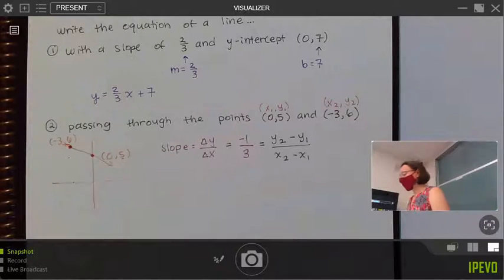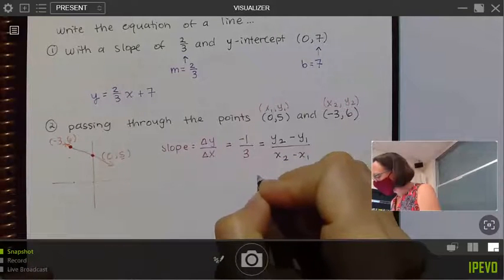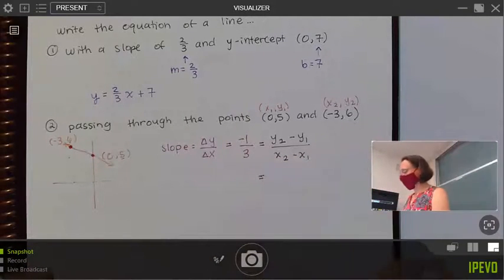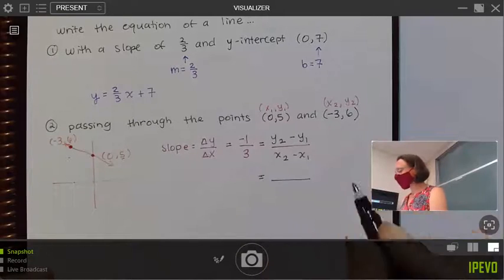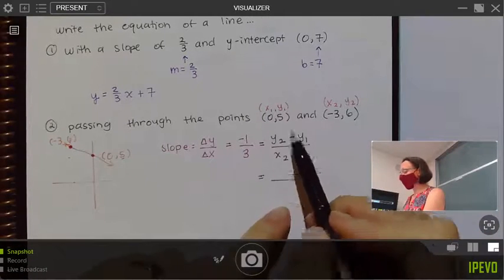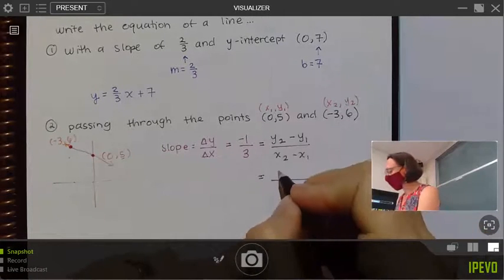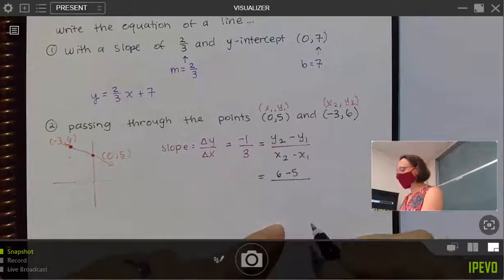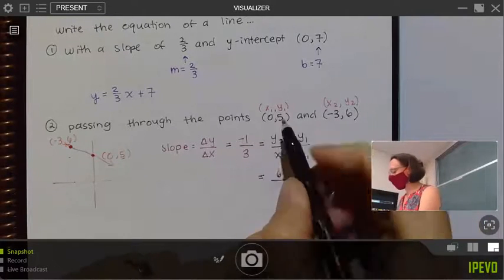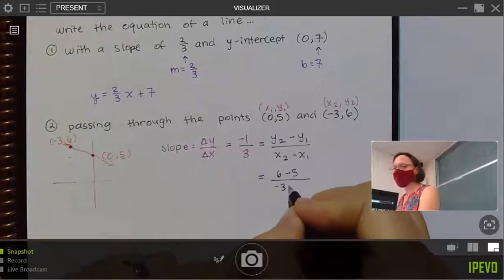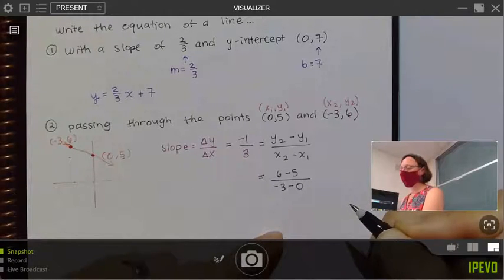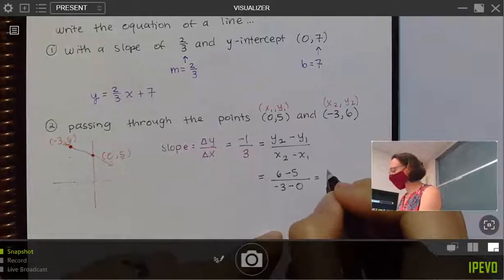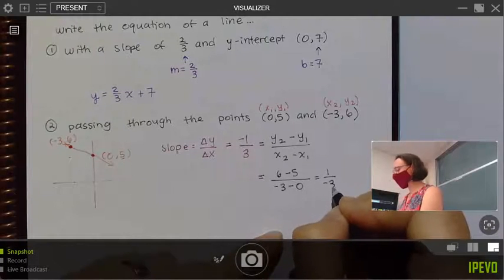So if we did this as a formula, it's going to look different, but be the same numerical value. So if I thought about this as a formula, then my y2 minus y1 would look like 6 minus 5. And my x2 minus x1 would look like -3 minus 0. If I simplify that, that's 1 over -3.